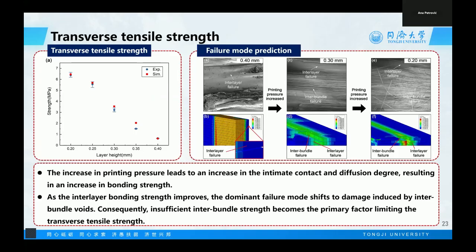And the transverse tensile strength validation is shown in the left figure, and the failure mode prediction is shown in the right figure. We can see both the transverse tensile strength prediction and the failure mode prediction are in good agreement with the experimental results. The increase in printing pressure leads to an increase in the intimate contact and the diffusion degree, resulting in an increase in the bonding strength. And as the interlayer bonding strength improves, the dominant failure mode shifts to damage induced by interbundle voids. Consequently, insufficient interbundle strength becomes the primary factor limiting the transverse tensile strength.